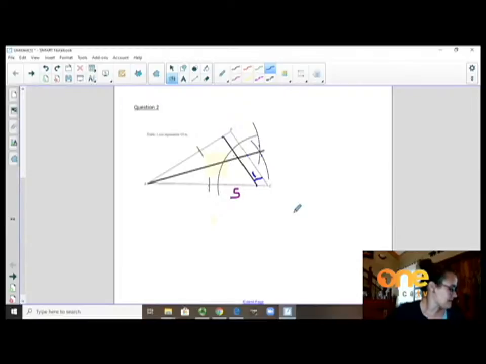And then write the letter T in the region where the treasure is hidden. So the treasure is nearer to AB than to AC. So nearer to AB, nearer to this side, than to AC. So somewhere on this side. More than 10 meters from the line BC.